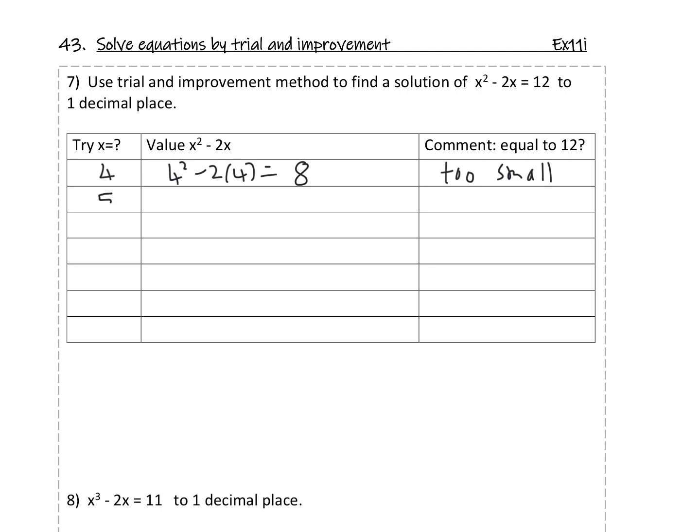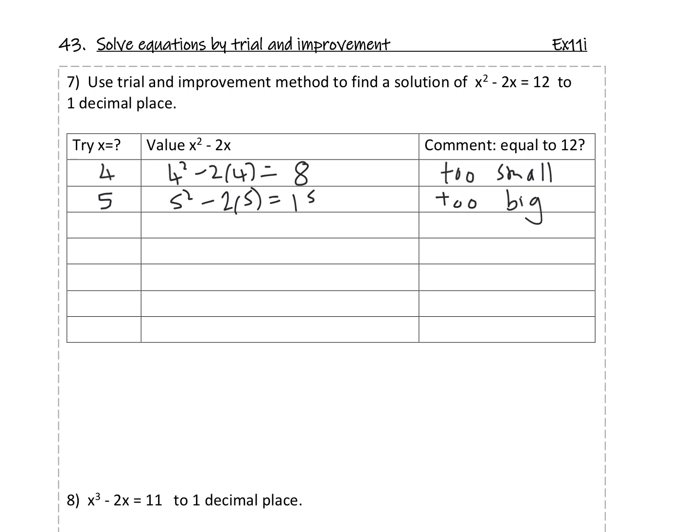So I would choose 5. Do not try to go into decimals straight away. Make sure to get it between 2 whole numbers to begin with. So I want to ensure that it's bigger than 4 but less than 5. And if 5 is too small, I want to make sure it's bigger than 5 but less than 6. Get it between 2 whole numbers first of all. If we choose 5, that's 5 squared minus 2 5s, 25 minus 10, which is 15. And look, that's over 12, so that's too big.